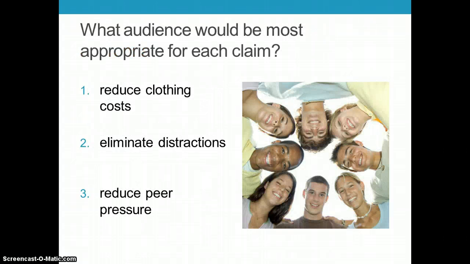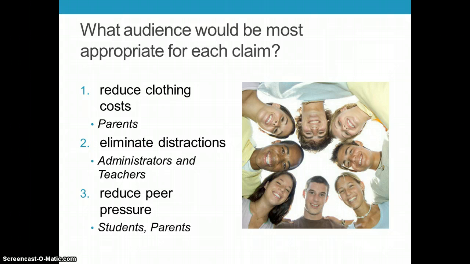So thinking about audience and claims, which audience do you think would be most interested in these claims on school uniforms? Think about the people who are most impacted by these issues. So clothing costs, students might pay for their own clothes, so I could see students being interested. But more than likely, it's going to be parents, people who are typically footing the bill for clothing. Eliminating distractions, people who deal with those distractions in the classroom on a regular basis. It's probably going to be more administrators and teachers. And then a claim about reducing peer pressure, people who deal with the consequences of peer pressure on a regular basis. That's most likely going to be students and parents.